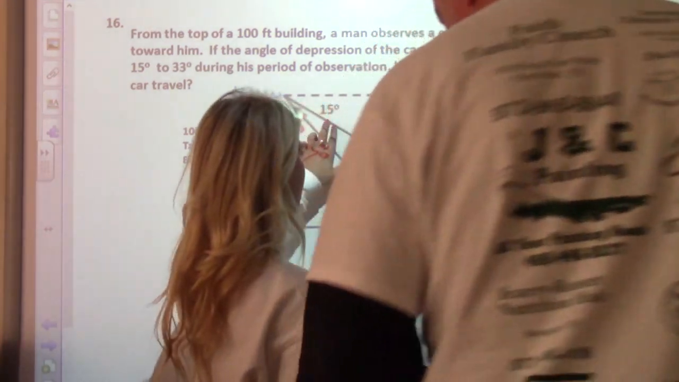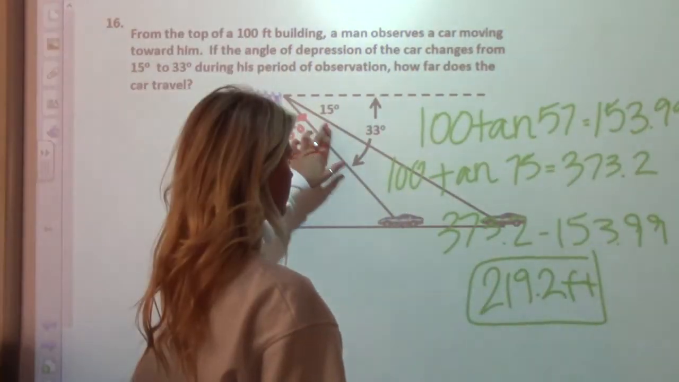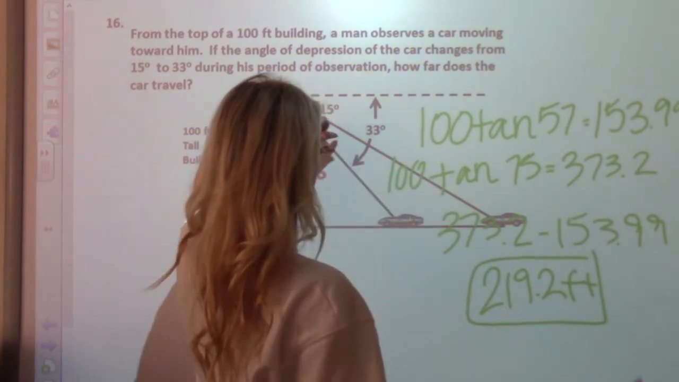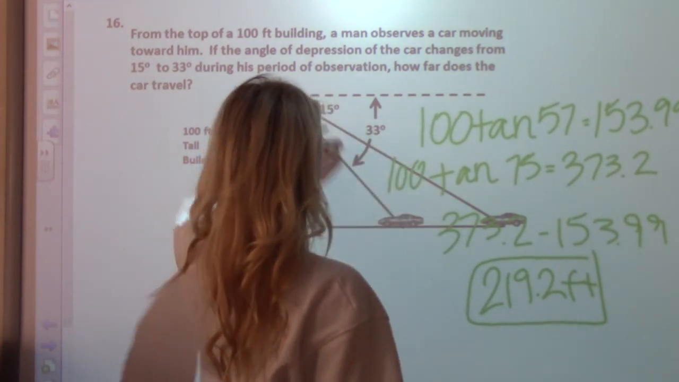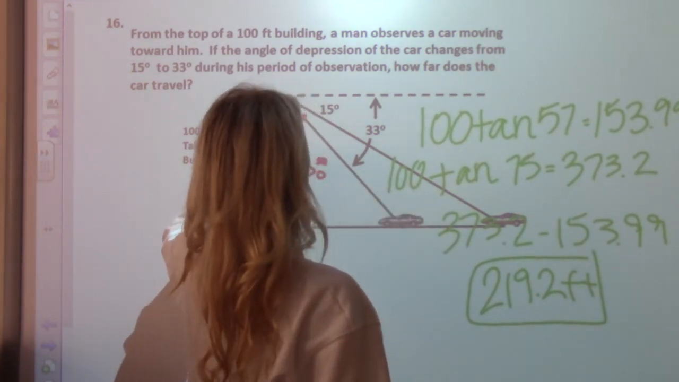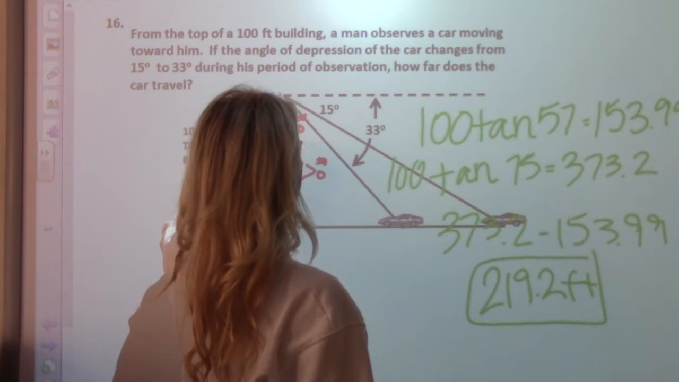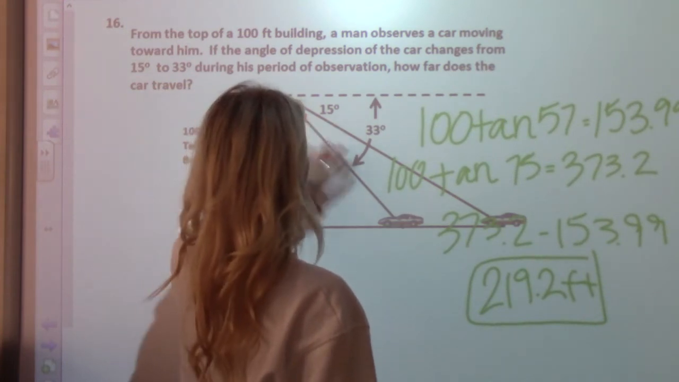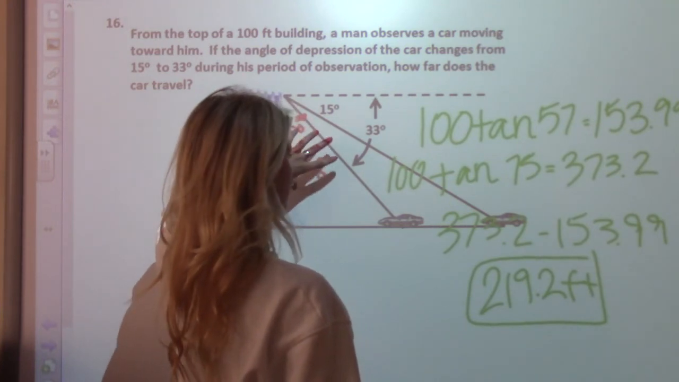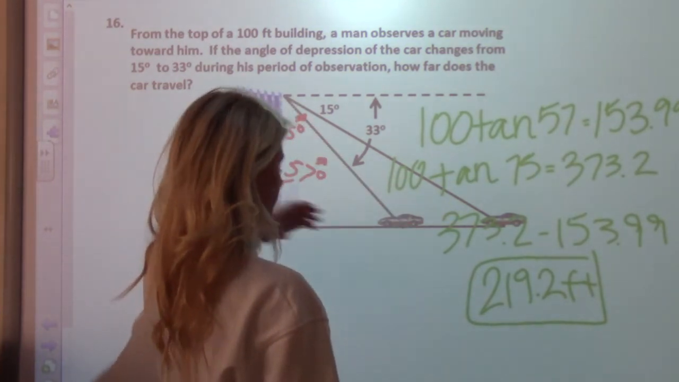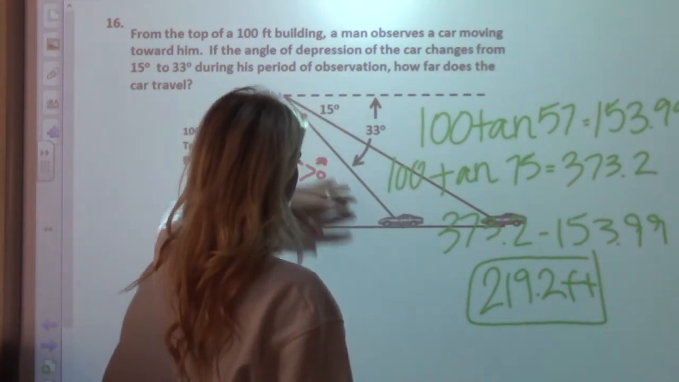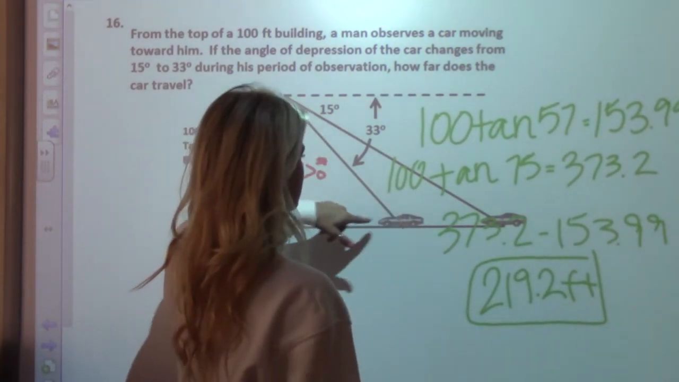Right. He found this triangle, and then what? He found the big triangle. This one? Yeah, that one, and then the little one. This one? Yeah, and that one. So we found this triangle, so we did 100 tangent 75 and then 100 tangent 57. And then what did he do? He just subtracted. 100 tangent 75, 100 tangent 57, and then he subtracted to get that.